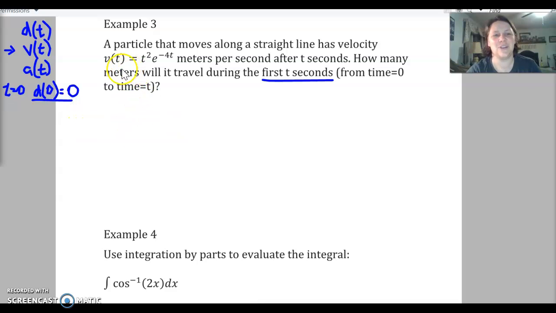All right, and so our function is t squared times e to the negative 4t. So we have an algebraic expression times an exponential, but I can tell you right now that this t squared is going to cause us trouble, and you will see why in just a minute. So let's go ahead and choose our u and our dv.